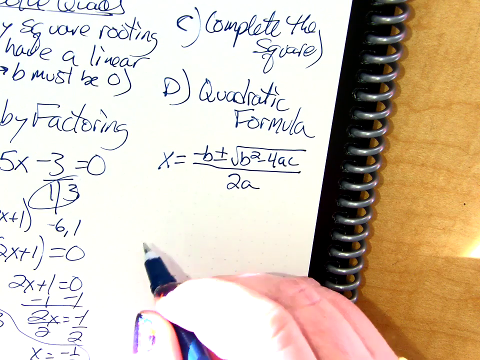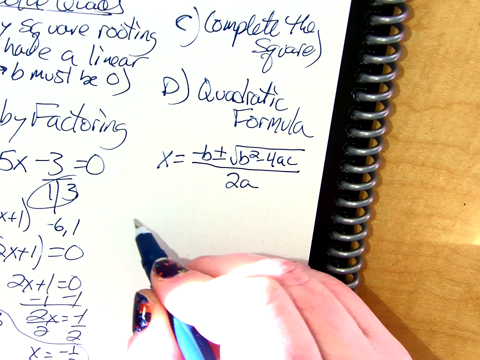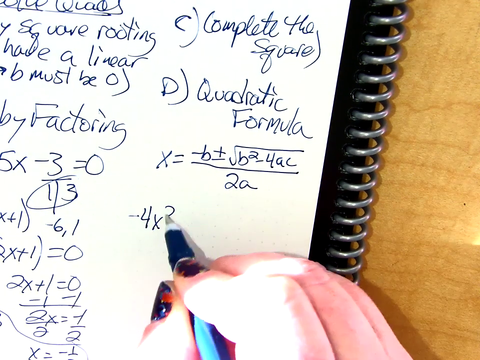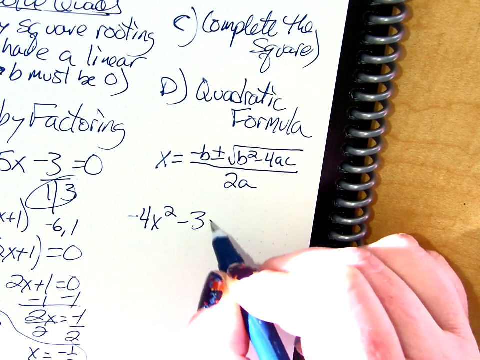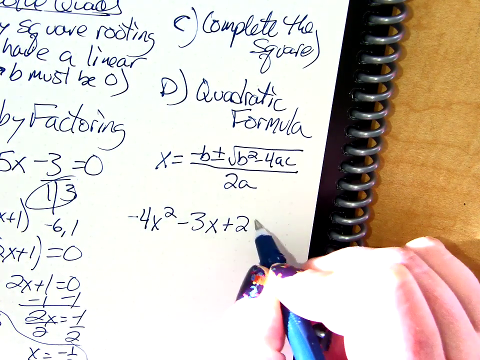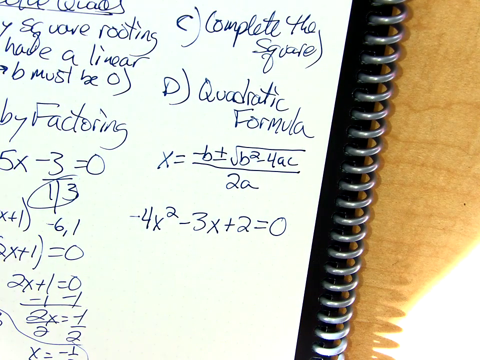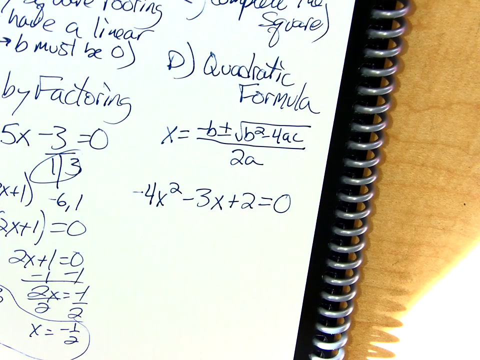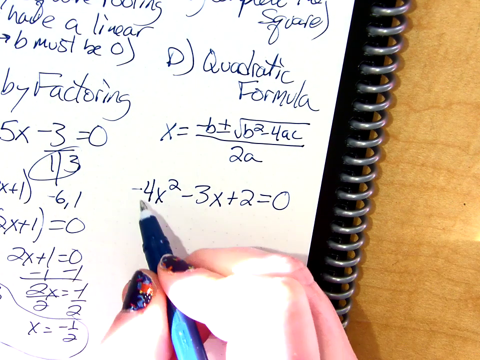So why don't I give you one? How about negative 4x squared minus 3x plus 2 equals 0. Go ahead and solve this one using the quadratic formula.